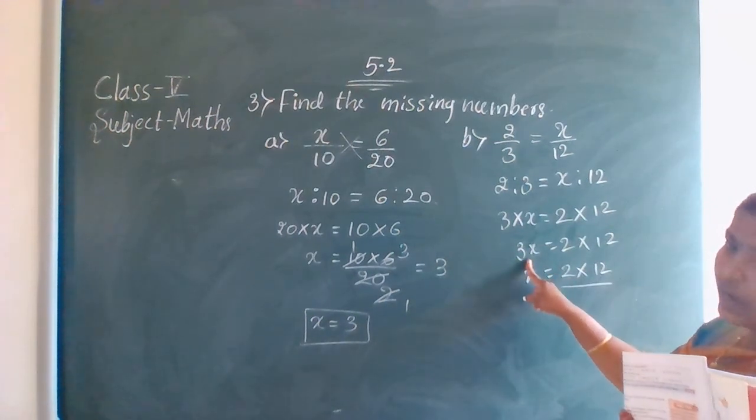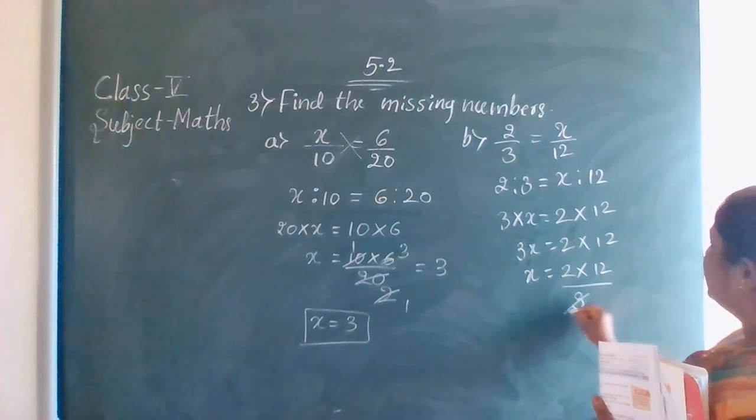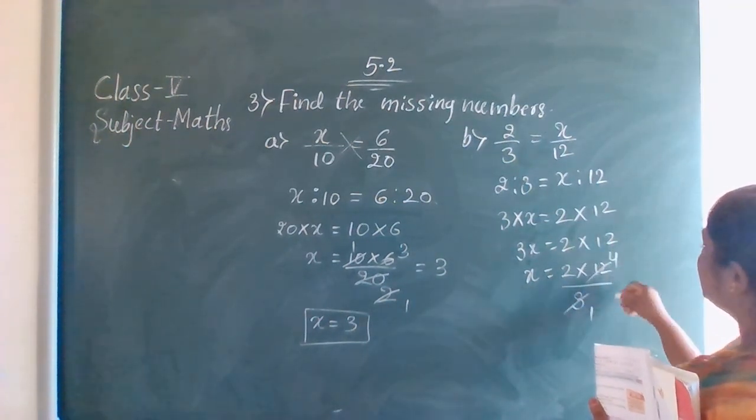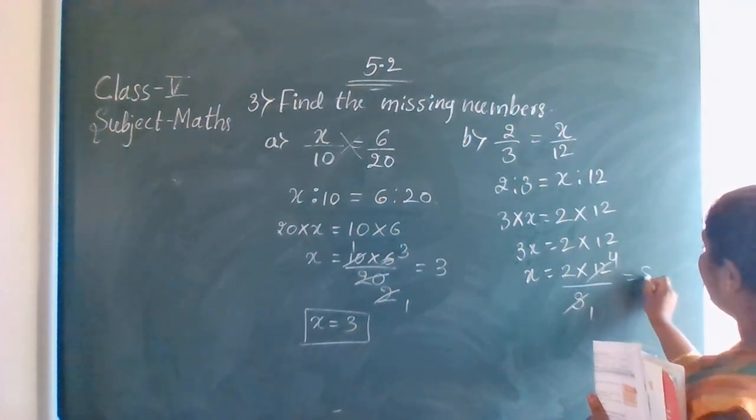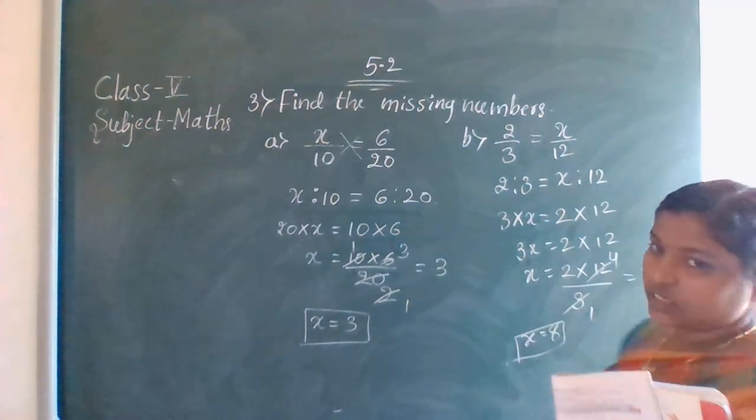3 is multiplied here. It will come to the denominator. 3 ones are 3. 3 fours are 12. 4 twos are 8. So x is equal to 8 is the answer.